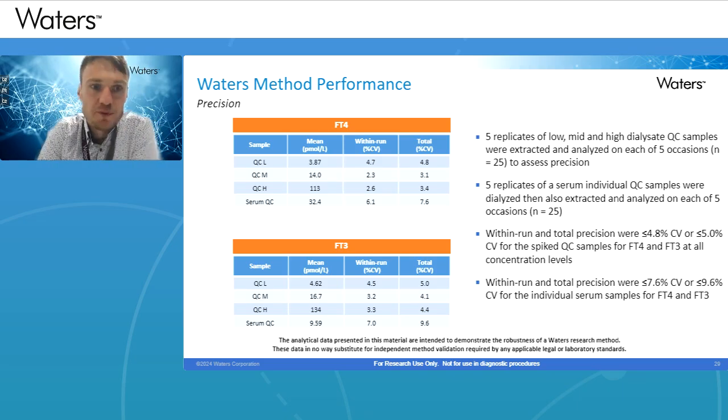Precision testing was performed by extracting 5 replicates of a low, mid, and high sample, and this was done by spiking dialysate buffer on each of 5 occasions, giving a total of 25 extracted samples at each QC concentration. So the QC samples were prepared by supplementing T4 and T3 into the dialysate buffer at the concentrations shown in the table. But we also obviously wanted to include the equilibrium dialysis procedures.